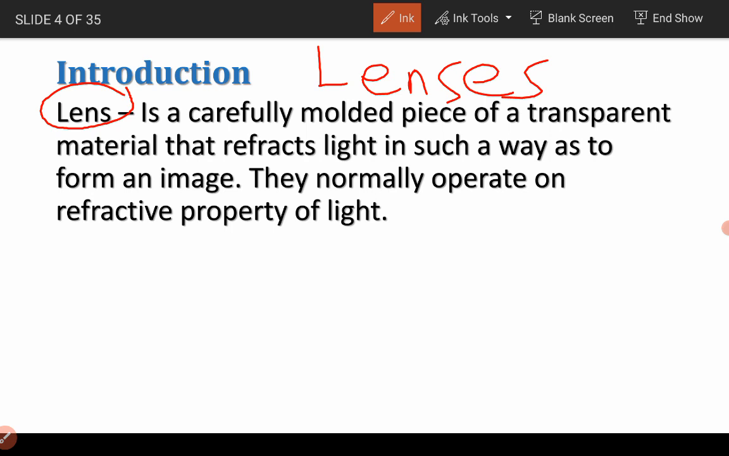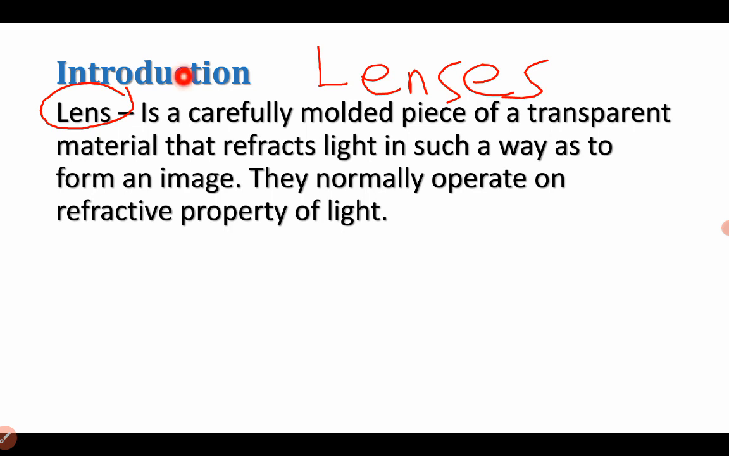So definition of a lens. What is a lens? We define a lens as a carefully molded piece of transparent material that refracts light in such a way as to form an image. And they operate on the refractive property of light.